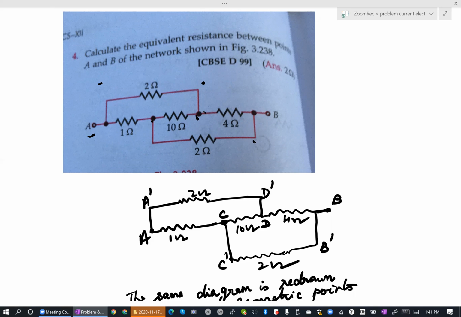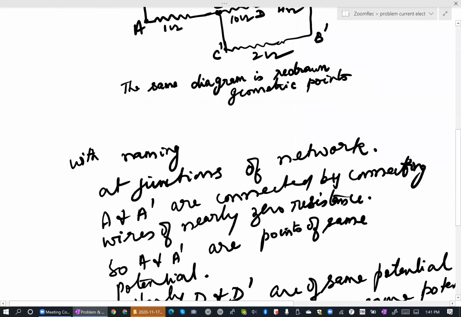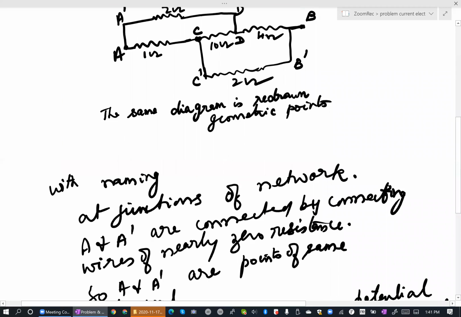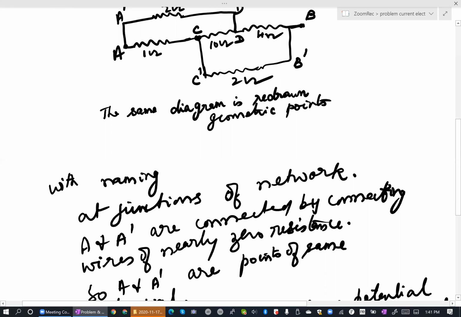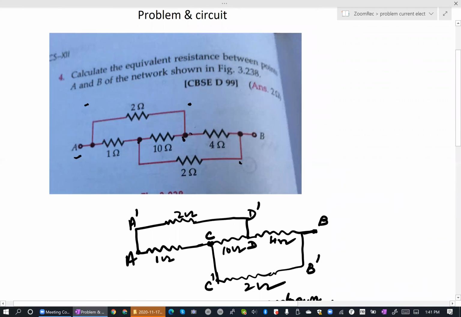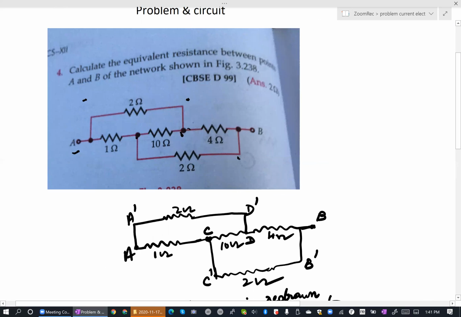One thing you should remember is how you name it. A and A dash are connected by connecting wires. See here, I have named the top left end of the 2 ohms as A dash and the other one as D dash here. So 2 ohms is connected between A dash and D dash. And A, which they have given, and A dash, which you have newly marked, are connected by a connecting wire.